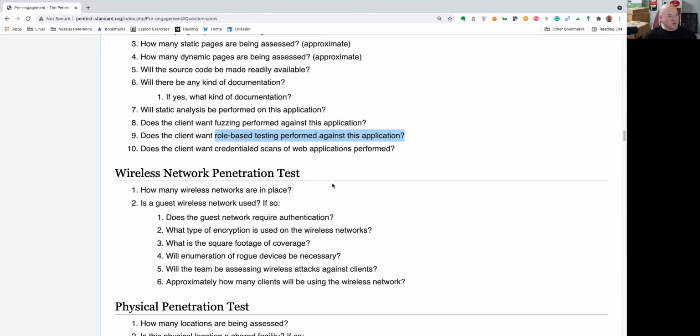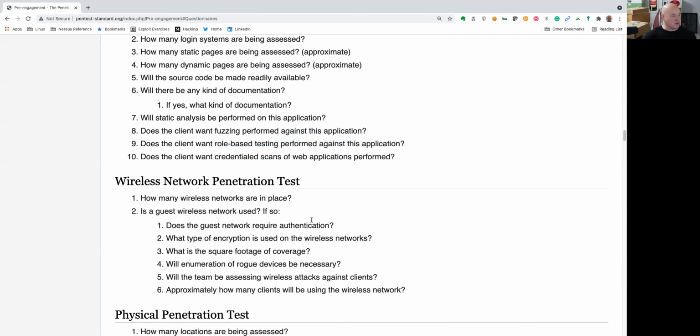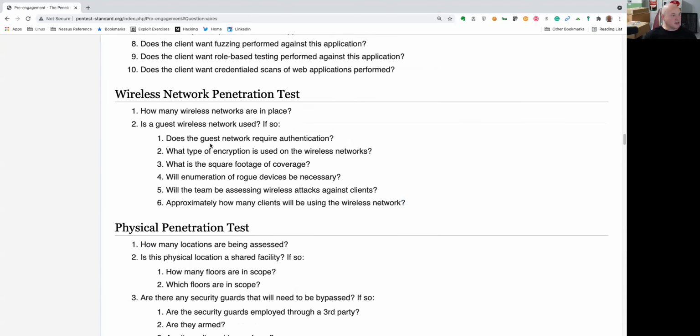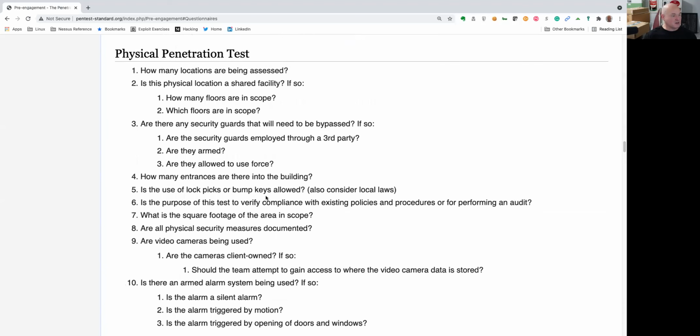Because if you're just doing a black box pen test and you're not able to hack into it, it doesn't mean it's not vulnerable. If someone found credentials and got on there, what could they do with it? That authentication piece, getting into the system may be really tough, but once you get in, it may be very insecure. So this is also role-based, and credential scans kind of fit in the same place. You're testing different roles, so you're going to need different credentials for those. And you can see you get into the wireless stuff and the physical. So they cover all this.